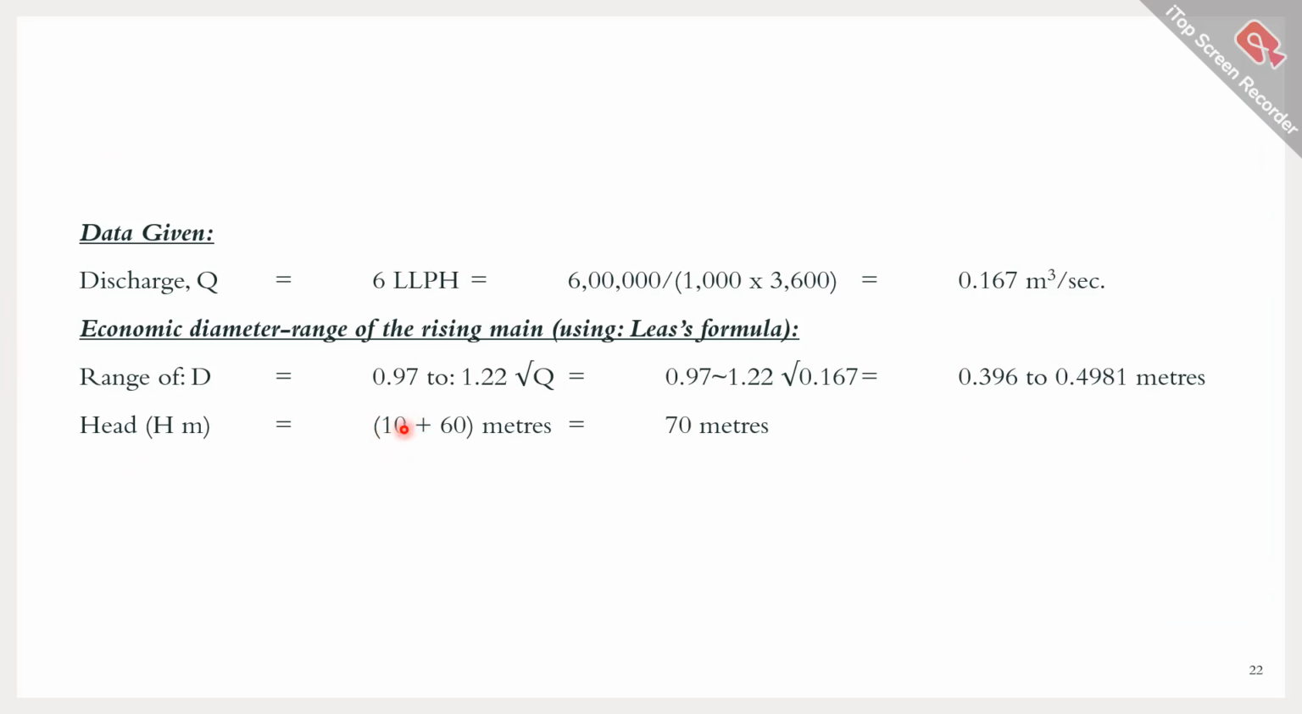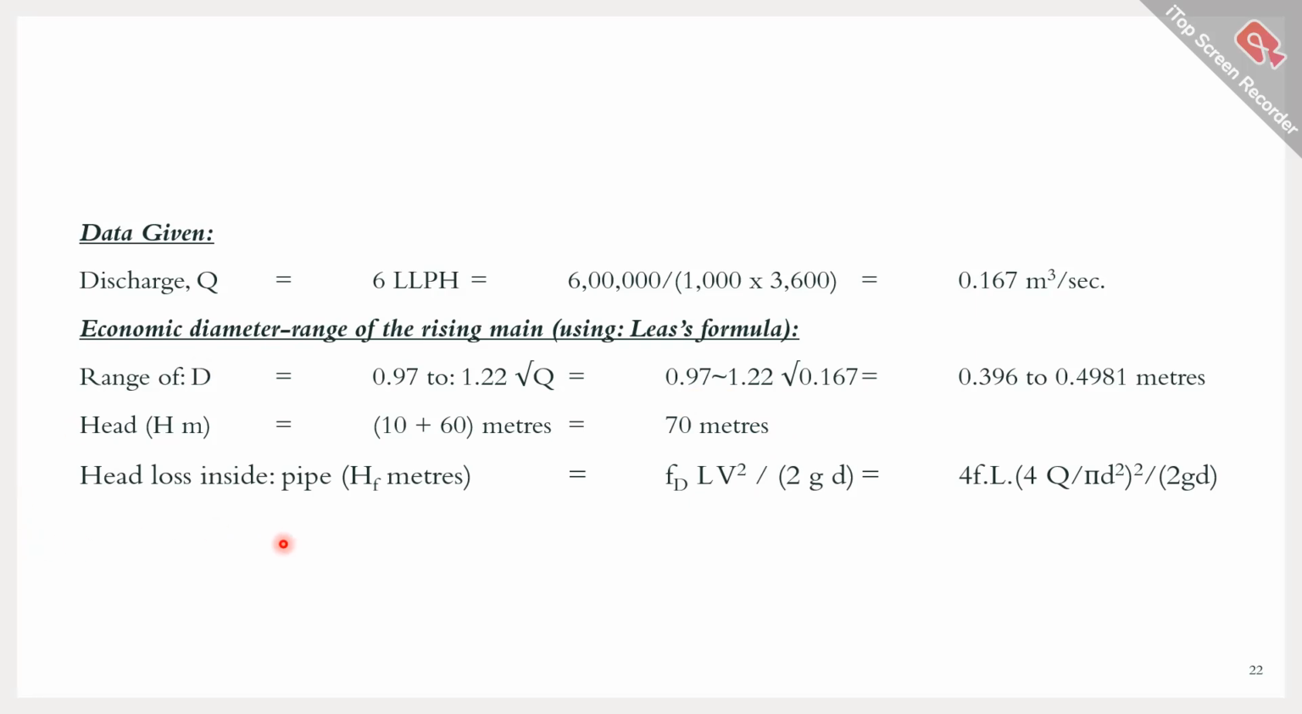Now the head, in meters. It was stated in the question that the reservoir was 10 meters deep and the maximum height was 60 meters. So from minus 10 meters you have to supply the water up to plus 60. So plus 60 minus of minus 10 becomes 70 meters. This is the lift that you have to provide to the water.